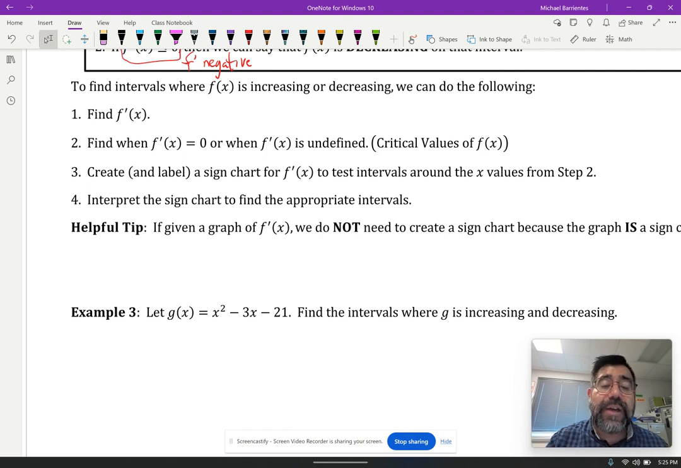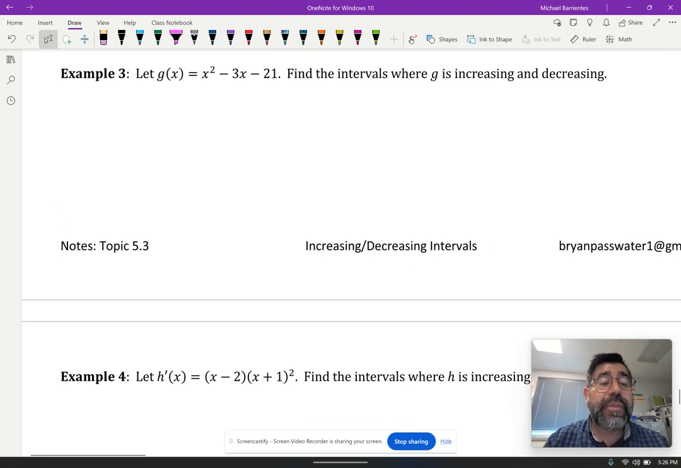If we're given a graph of f prime, then we don't need to create the sign chart because we already have the derivative right in front of us. So we don't need to create a sign chart. I usually do anyway, but you'll get into that idea to see if it's helpful for you. Okay, so let's start it.